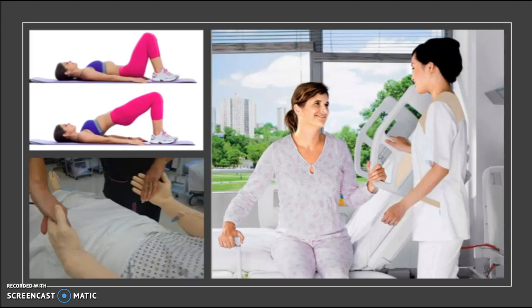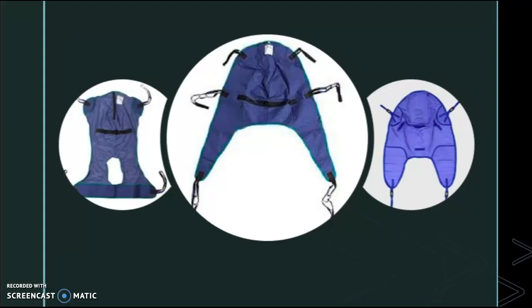Before mobilizing anyone, you'll need to perform a transfer assessment. This includes having someone bridge their hips like the above picture, assessing their grip strength, and whether they are able to stand unassisted at the side of the bed. If any of the answers to these questions are no, they will need to be a full lift.